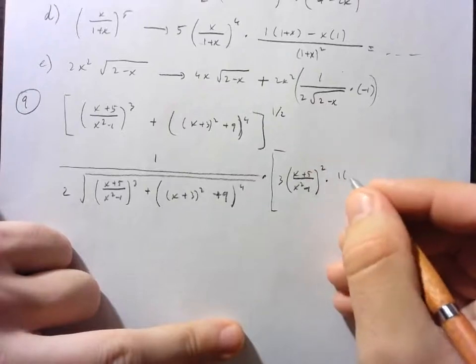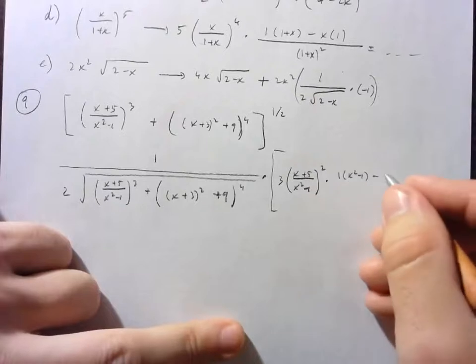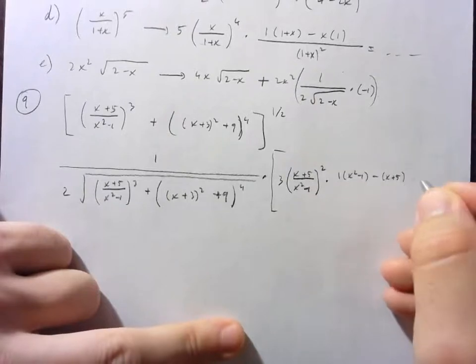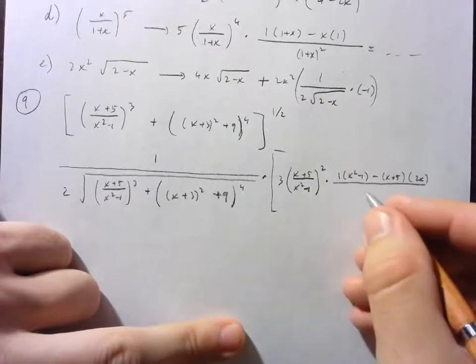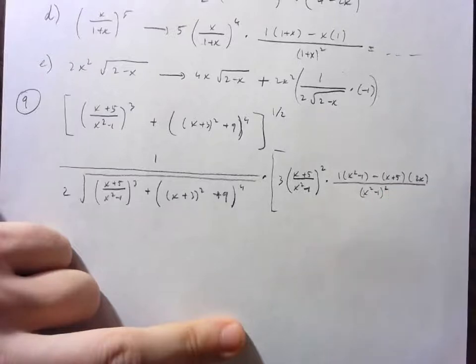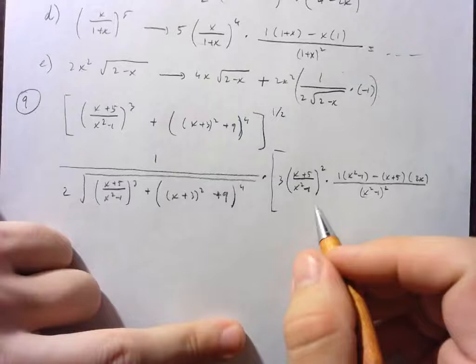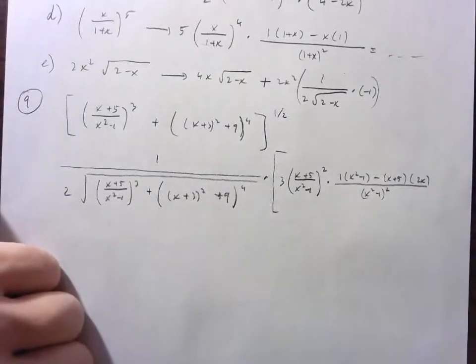So the derivative of the first times the bottom minus the top times the derivative of the bottom, which is just 2x, all over x squared minus 1 quantity squared. So that's the derivative of this cube here.